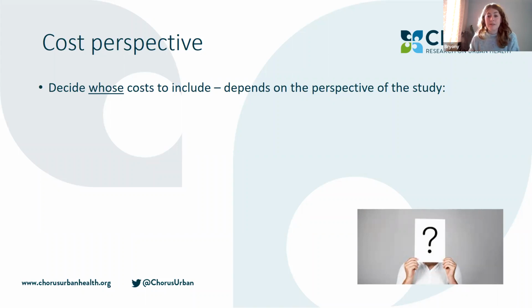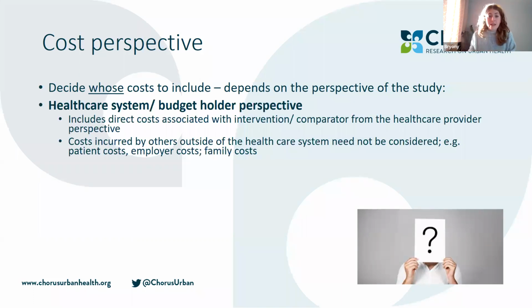And the main cost perspectives that we might use are the health system or budget holder perspective, a societal perspective, or a patient perspective. In the healthcare system perspective, we would include direct costs associated with the intervention and comparator from the healthcare perspective, but costs incurred by others outside of the healthcare system, like patient costs, aren't included. And this perspective is useful for providing evidence from a health system perspective on which services should be provided from a specific healthcare budget, which could be for a public service or a service being provided, for example, by an NGO.